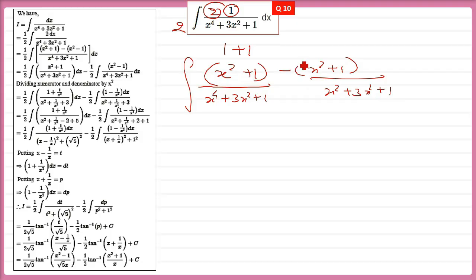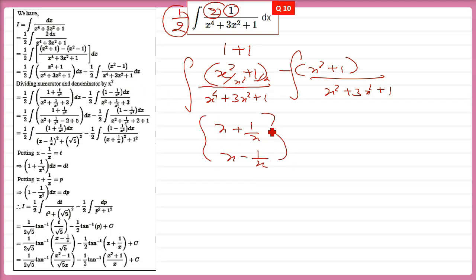It is not x square, it is x raised 4. 1 by 2 you can multiply later. And this kind of integration I think you have done multiple times. It's not x square plus 1 also, it is x square minus 1. So there are two changes in the second term. It's x square minus 1 and denominator is x raised 4 plus 3x square, which I am presenting.